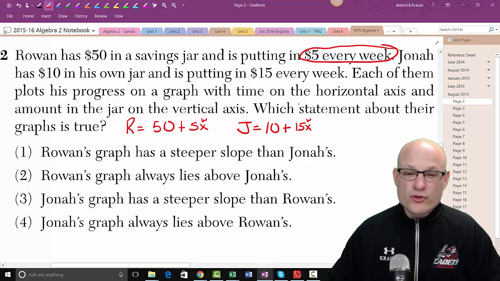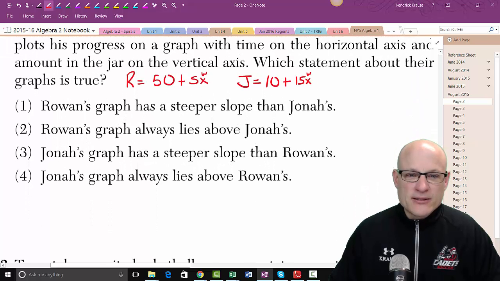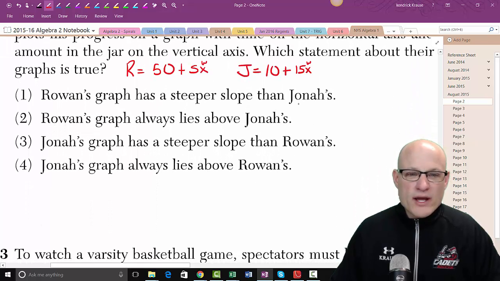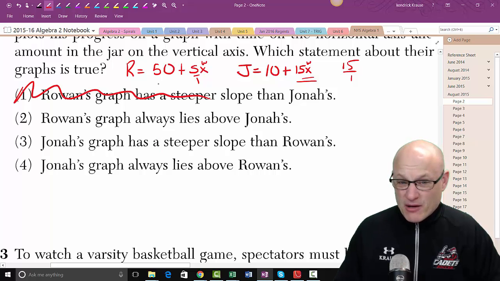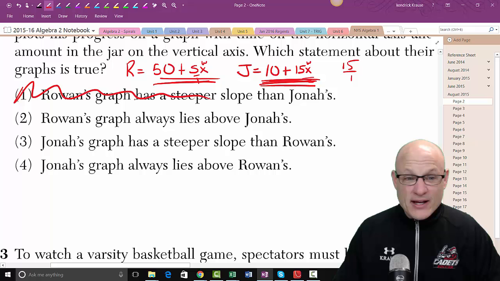Which statement is true about their graphs? Well, let's see. Rowan's graph has a steeper slope. The steeper slope is right here, 15. That's 15 over 1, and this is 5 over 1, so that's not true. Rowan's graph always lies above Jonah's. It starts above it, but because this one's got a steeper slope, this one's going to grow a lot faster.